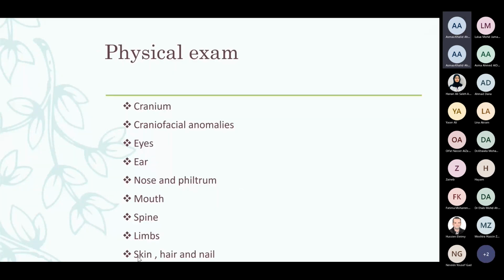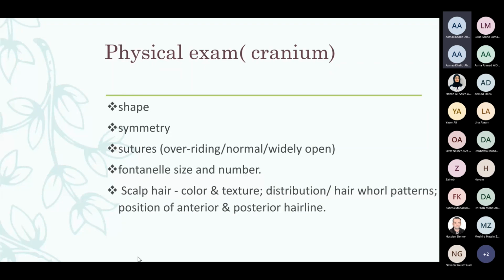You start first of all with the physical exam: cranium, any craniofacial anomalies, the eyes, the ear, the nose, the philtrum, the mouth, the spine, the limbs, the skin, hair, and nails. You start the physical exam with the cranium: the shape, the symmetry, the sutures, whether overriding, normal, widely open, or already closed, the fontanelle size and number, and the scalp hair as well. Although it will be mentioned later on, it's important to know the color, the distribution, the anterior and posterior hairline. This is important.